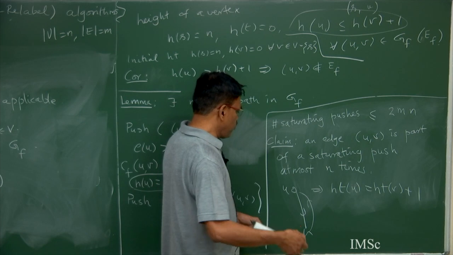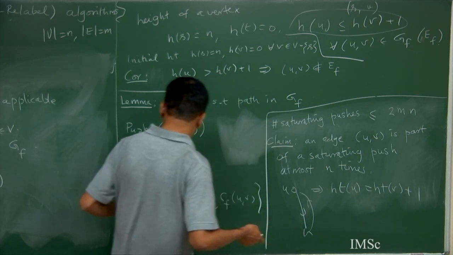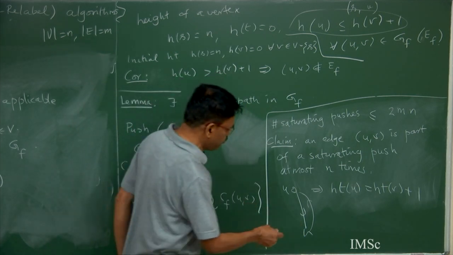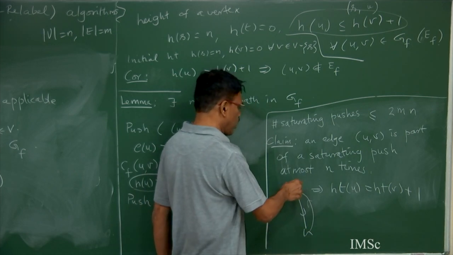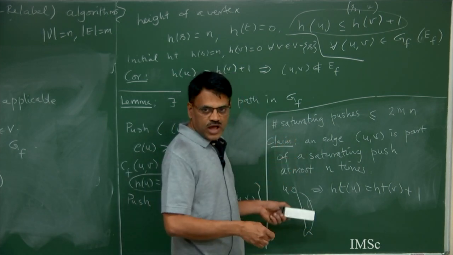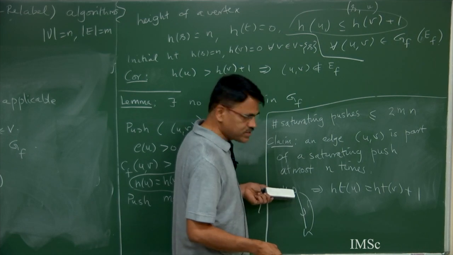How can you send a flow from V to U? This condition has to be satisfied. So height of V must be equal to height of U plus 1. So at this point, height of V is actually 1 less than height of U.